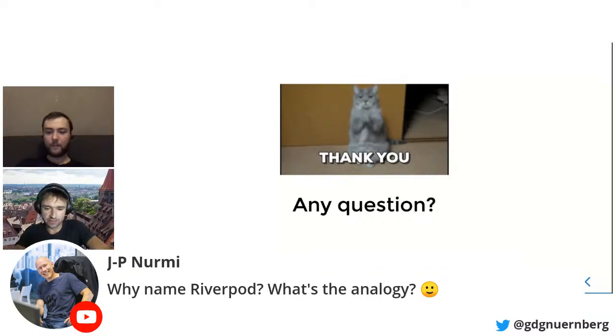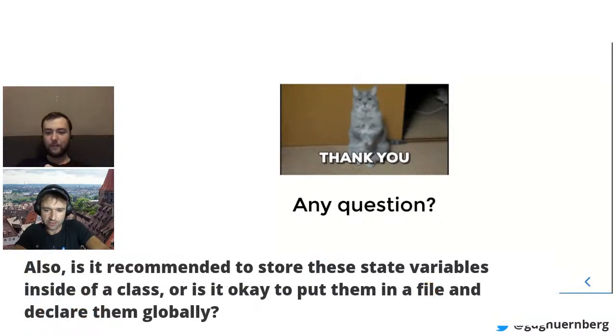Okay, then supposedly Sam also had two questions. Is it recommended to store these state variables inside a class, or is it okay to put them in a file and declare them globally? It's okay to put them in a file and declare them globally. You don't even have to put them in the same file. You can place them pretty much everywhere you want.